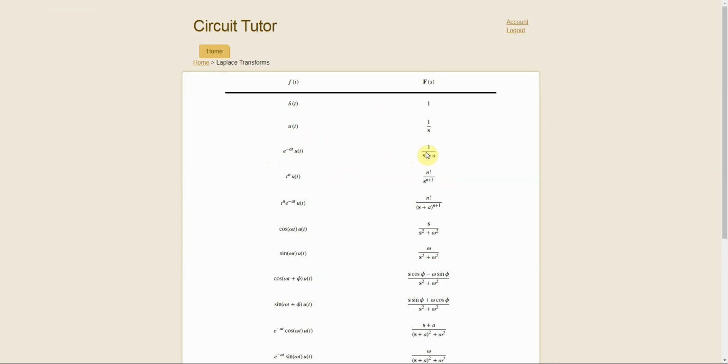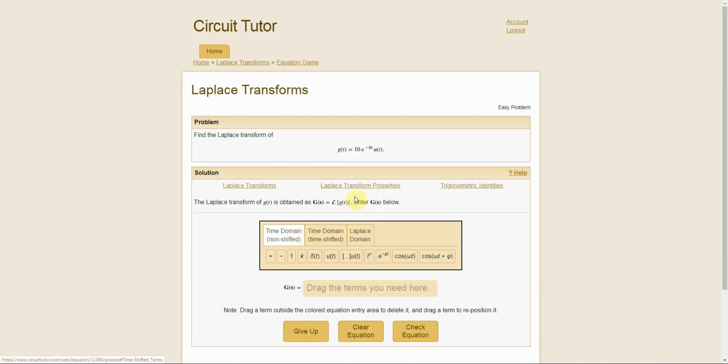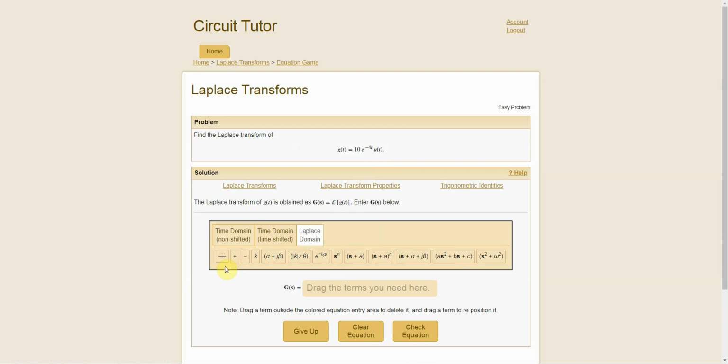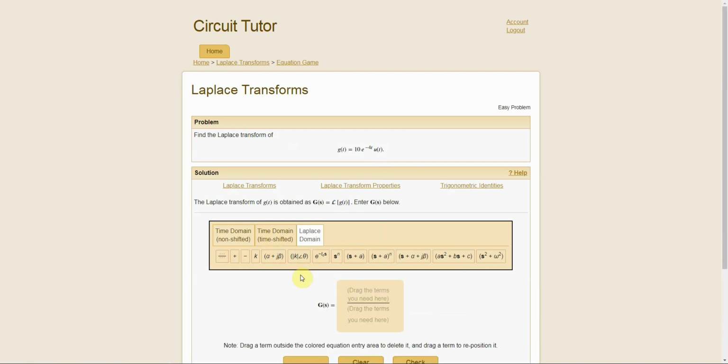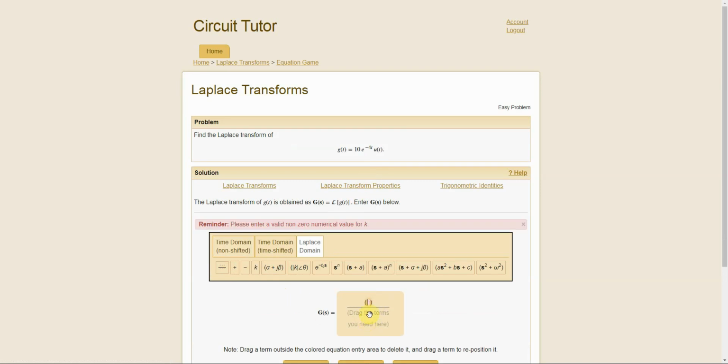Okay, so using this formula, then we're going to apply that. And so again, we need to be in the Laplace domain here, because it wouldn't make sense to do anything else. And we're going to need a fraction term again, so we'll click that. And then we need a constant in the numerator. The constant can be positive or negative. And then we have an s plus a term that we'll need there.